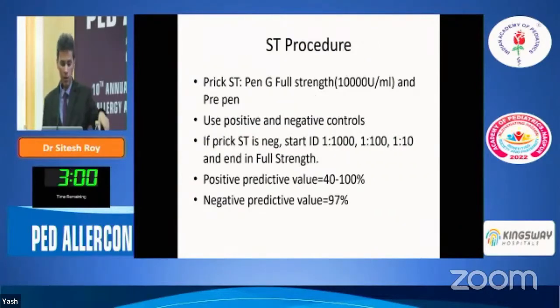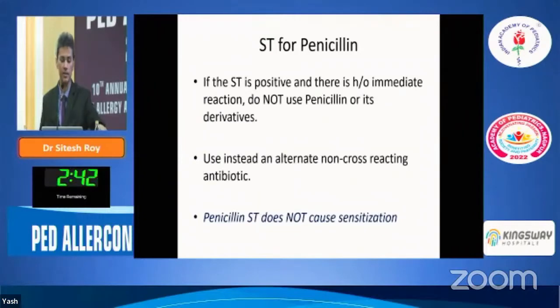Once you have done that and it's negative, you will then have to do the intradermal testing, starting from 1 to 1,000, 1 to 100, 1 to 10, and in the end, a full strength concentration. And as I said, the positive predictive value at best is around 60%, can go up to 100%, and the negative predictive value is almost 100%.